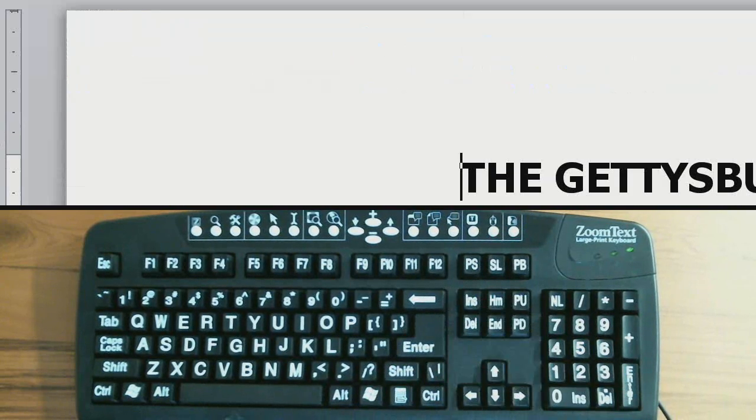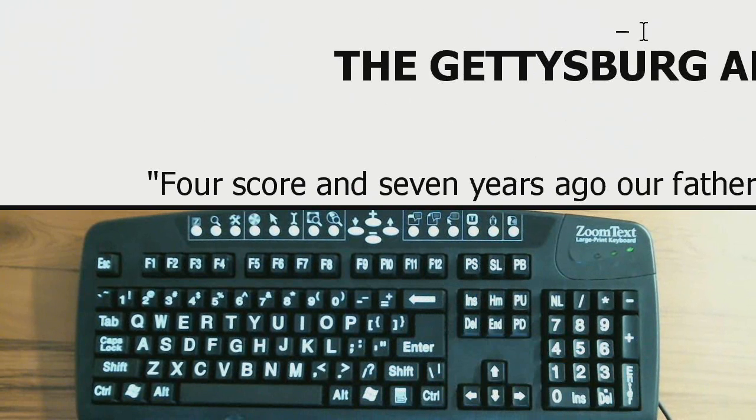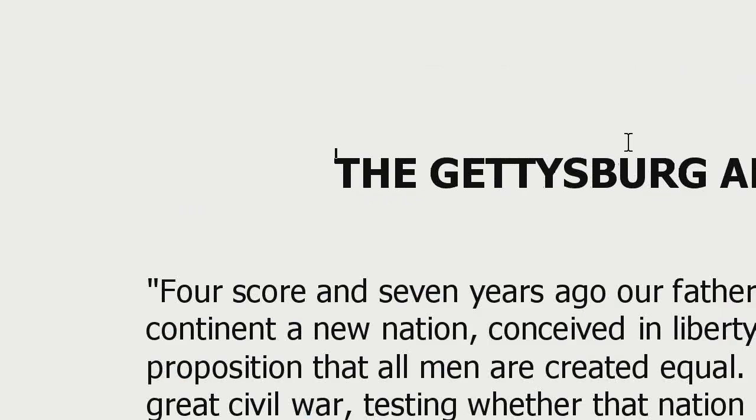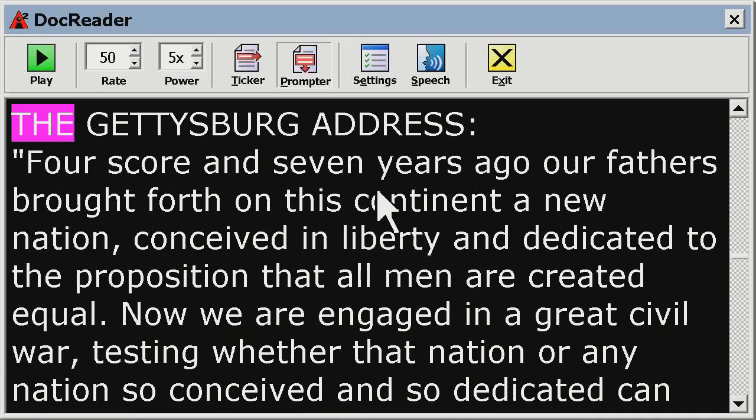So, Gettysburg Address, document in compatibility mode, Microsoft Word. Exit out of the camera, and I believe the hotkey to toggle the camera on and off is Control Windows Enter. ZoomText camera disabled. Okay, so I turn the camera off. Now I'm going to go ahead and start DocReader, which again is Alt-Shift-D. DocReader is now launched. I can hit Enter to start reading. The Gettysburg Address, four score and seven. And Escape to exit DocReader.